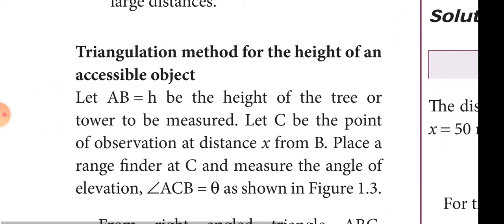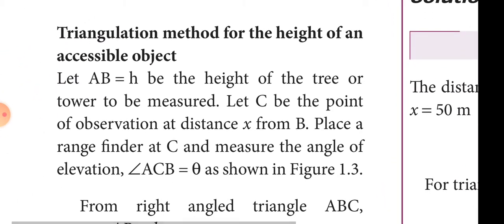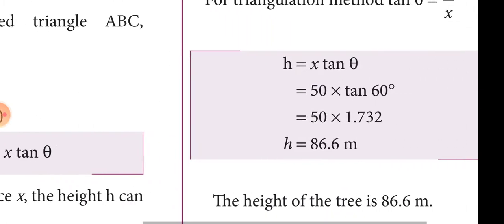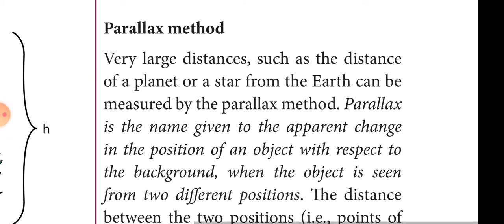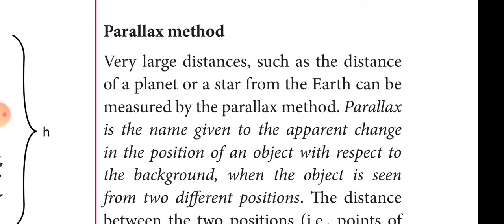And the third method, which is also a frequently asked question, is the triangulation method for the height of an accessible object. In this method we can measure large distances, which is why we use the triangulation method. The triangulation method is a most important question, so we can revise it. And another method is the parallax method. The parallax method is also important, so just read and revise the topic clearly.